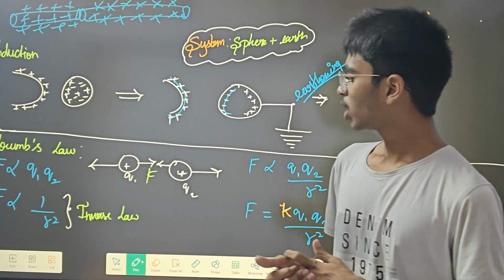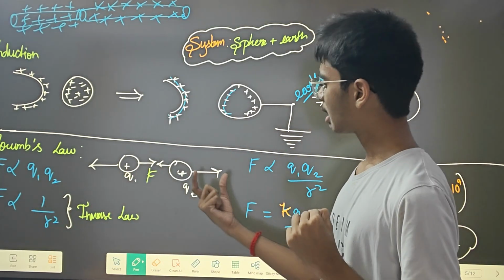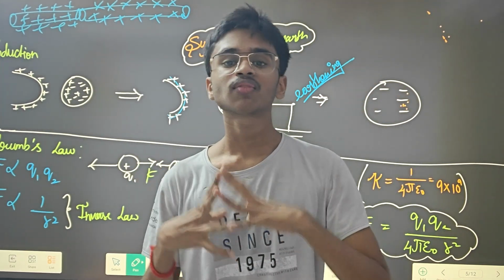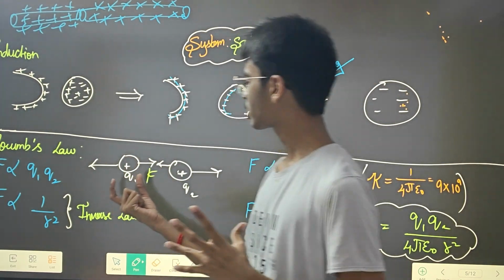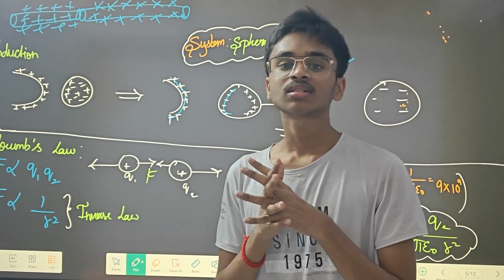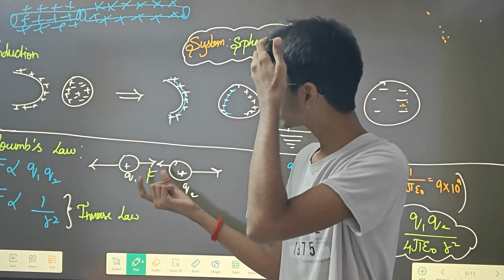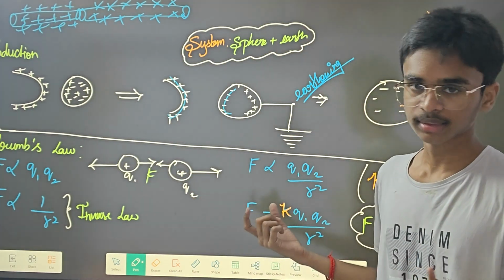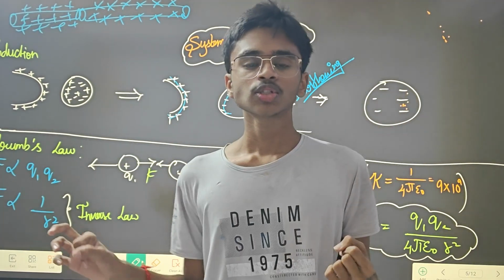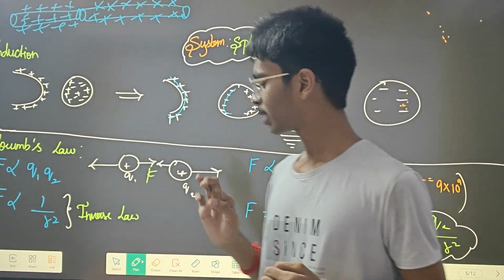Here, what we are saying is that this force is directly proportional to the product of their charges. If you multiply the magnitude of q1 and the magnitude of q2, the resultant value will be higher, because q1's value is higher and q2's value is also higher. That is why force is directly proportional to the product of their charges.